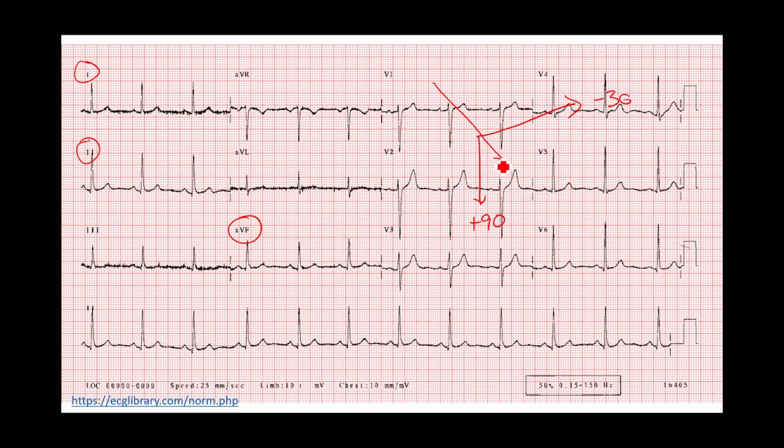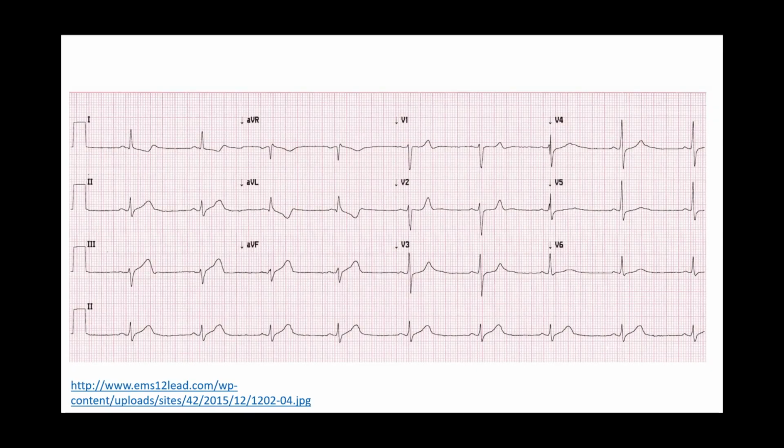So the ventricle is depolarizing within that range. And that's why AVF sees ventricular depolarization very well. Lead 2 sees ventricular depolarization very well. And lead 1 sees ventricular depolarization very well. So this is a normal axis. All right, take a moment to pause and try to identify the axis of this EKG.